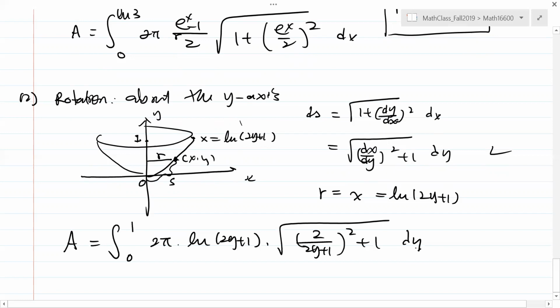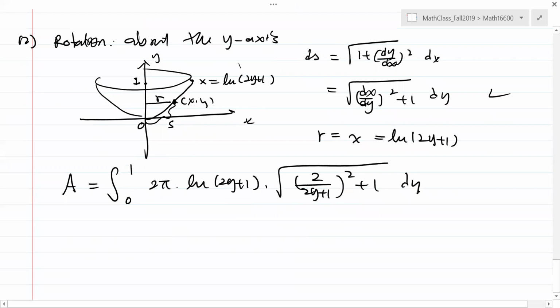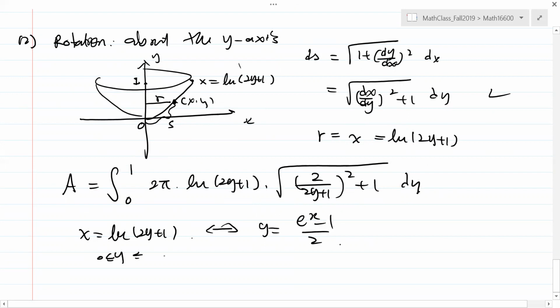But if you really want to find it using the x variable, it's possible. I said that. If you want to use the x variable, then you have to solve for y. The reason is you have to use dy dx, right? So if we want to use the x variable, what are you going to do? Then you solve for y. It's going to be e to the x minus 1 divided by 2. And here y is between 0 and 1. Then x is between 0 and the natural log of 3, okay?